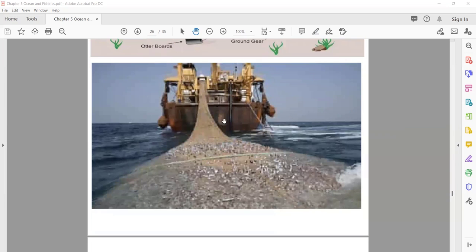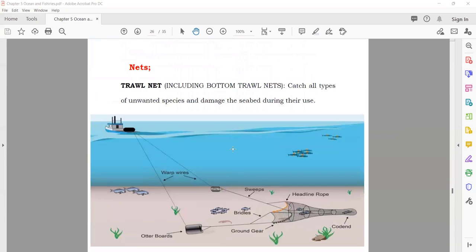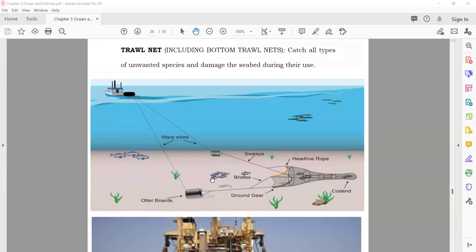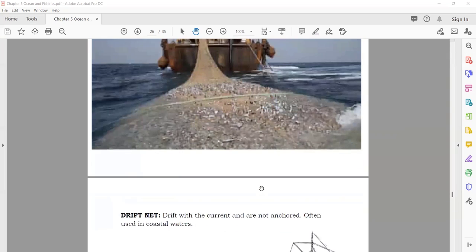See here how it's taking in. Here you take everything, and even what you don't need on the seabed, you will take. That's not good. It will also destroy the habitat and disturb the seabed.